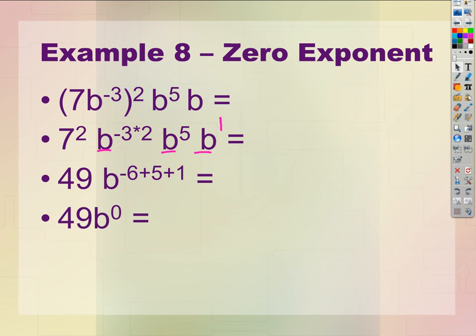Which is 49 b to the 0, which is 49. Okay? Questions? Yes? So, b to the 0 would just cancel out. Anything except 0 to the 0 power is always equal to 1.